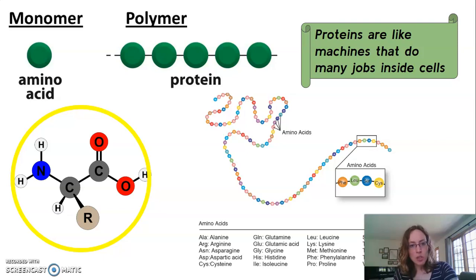For right now, as a chemistry student, I just want you to recognize some of these functional groups you've seen before in the amino acid structure, and to know that an amino acid is a monomer and that it can make up polymers called proteins.